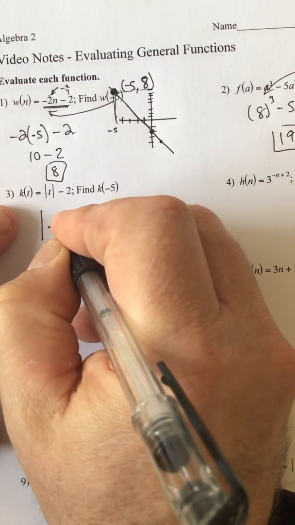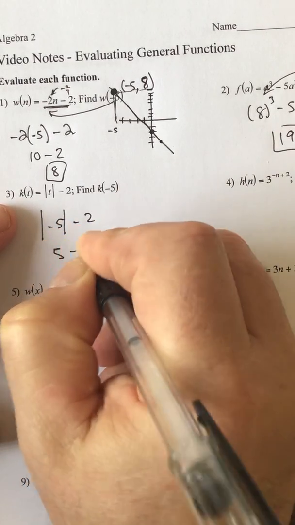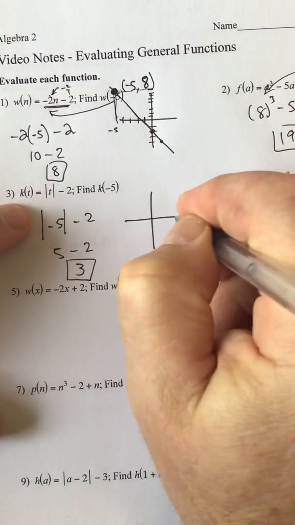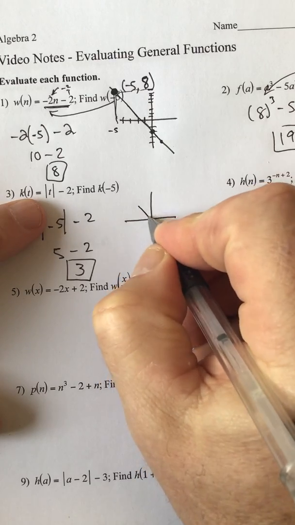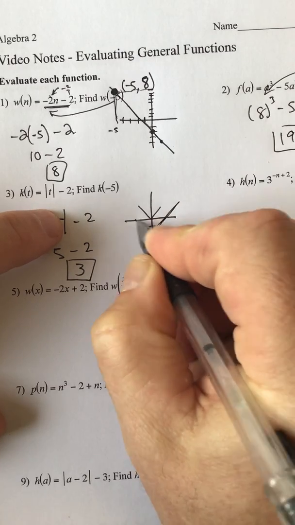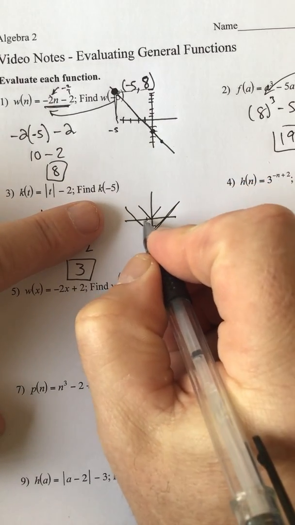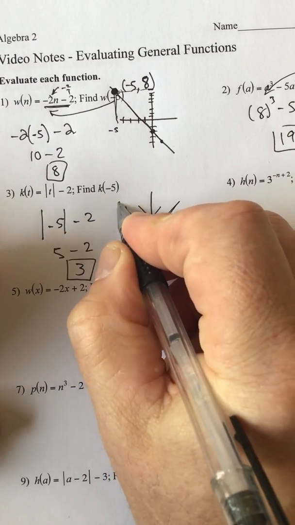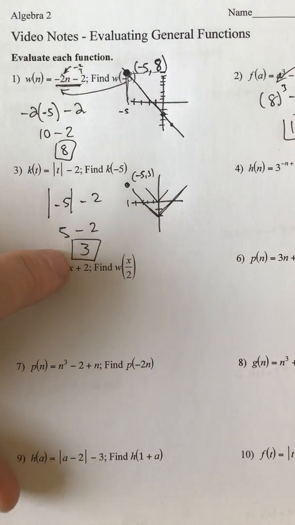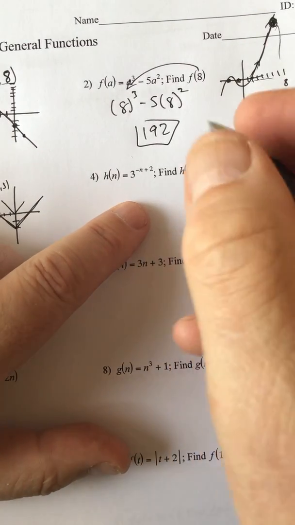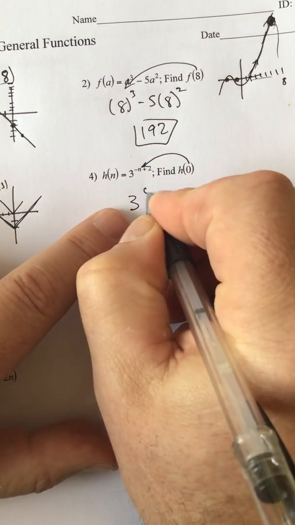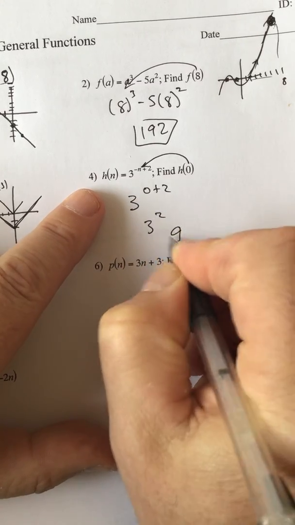The absolute value of -5 minus 2. Well, absolute value is always positive, so that's 3. Now, just as a review, absolute value is a V shape. This one's been shifted down 2, so it's the V shape right there. So what that's saying is when we go over to -5, 1, 2, 3, 4, 5, that dot right there is -5, 3. That's what that 3 means. Okay, h at 0, so we're going to plug the 0 in right there. So we have 3 to the 0 plus 2, so it's 3 to the 2, which is 9.